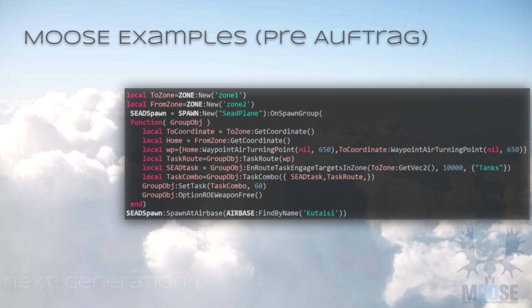And the final act here is to set an option. This is just for an example, option ROE weapons free. And this was the existing way that we created tasks. We had to create the mission task, we had to create the actual underlying task for it to do, so it would fall back to attacking tanks. And those two things are the two vital ingredients that you need to create that task combo and then set it to the AI controller.